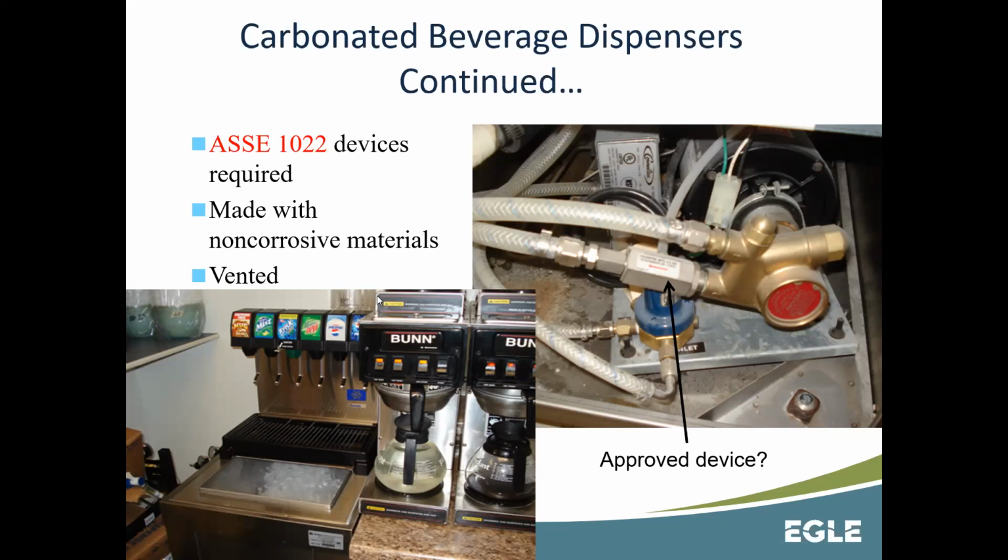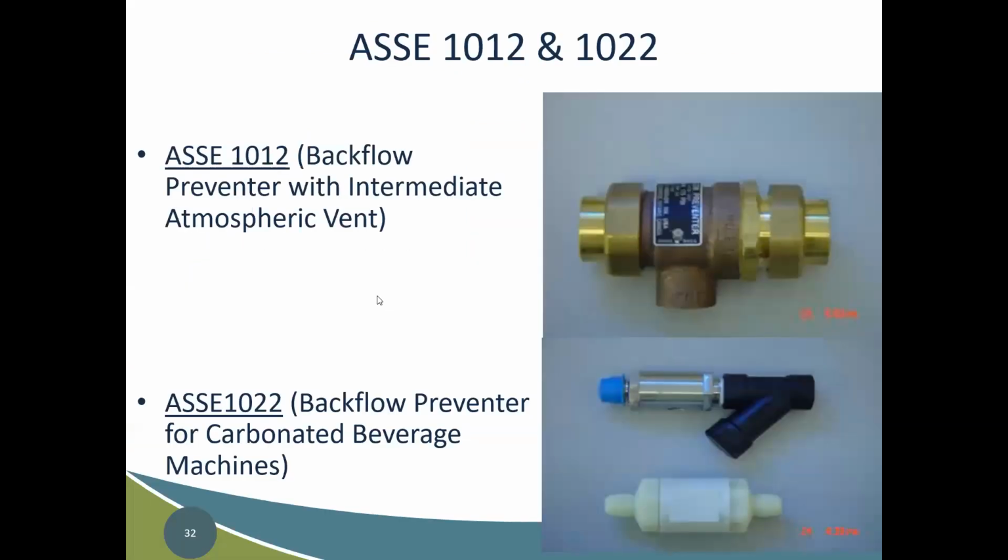So with these carbonated beverage dispensers, you want to see an ASSE 1022 approved device. It's a backflow preventer made to be non-corrosive, that will protect your system against these carbonated dispensers. And then on this next page, we have an example of some of these internalized units. So again, it's an ASSE 1012 on the top, and then a 1022 on the bottom.